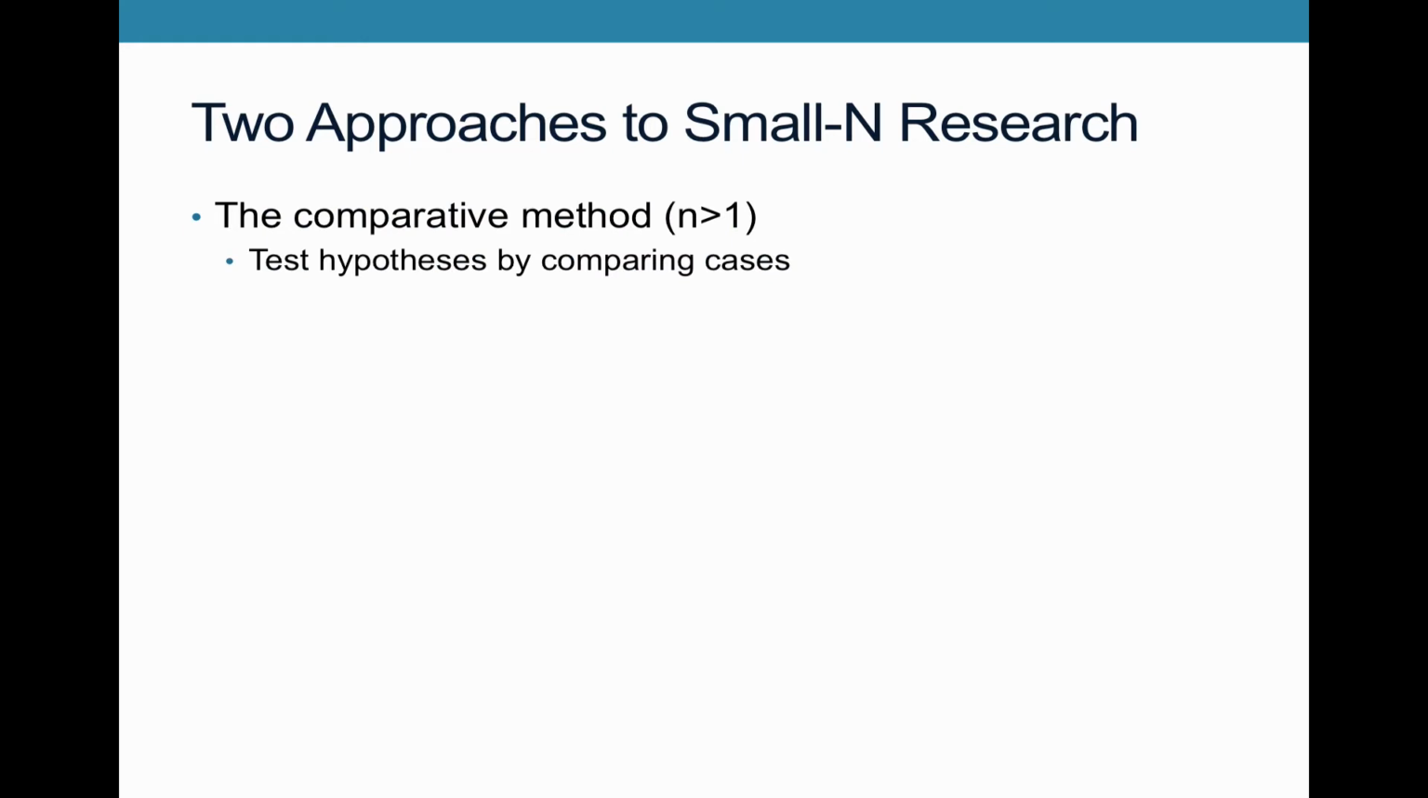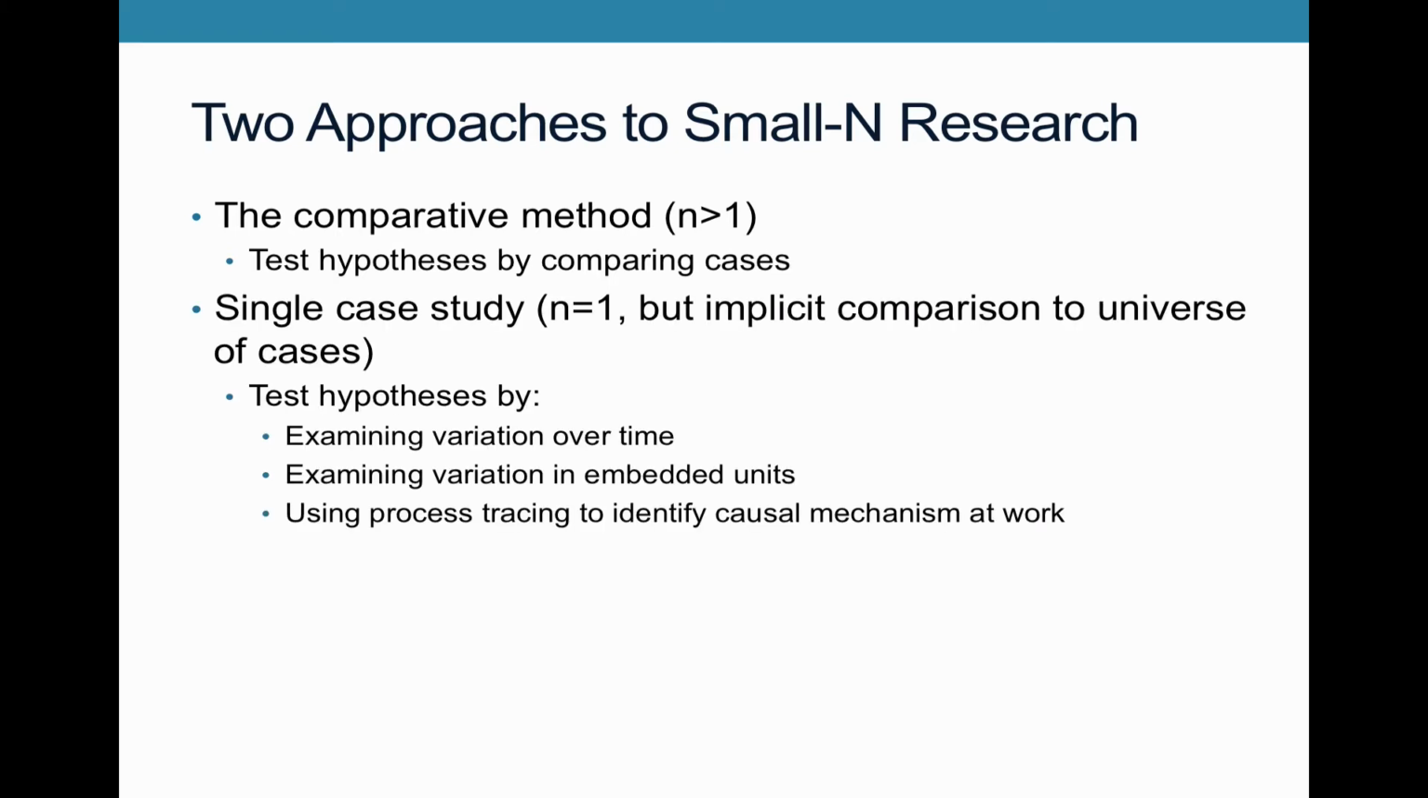The first one is called the comparative method, and this is where the number of our cases is larger than one, when we're looking at a comparison between 2 or 3 or 4 or however many cases. With the comparative method, we test our hypotheses by comparing across different cases and looking at how our cases vary to discern what may cause these different results in the dependent variable. And this contrasts with a single case study.